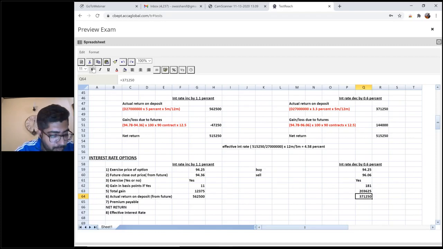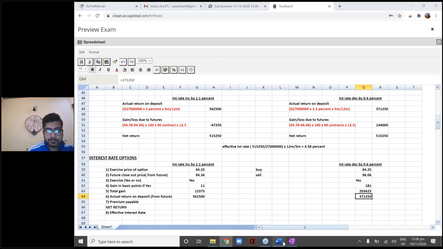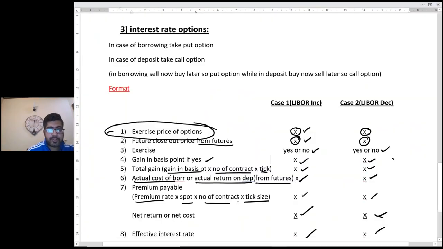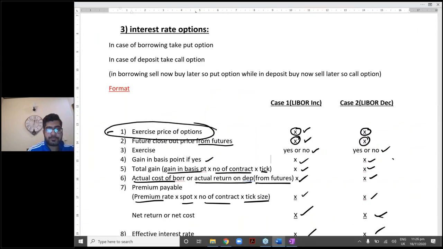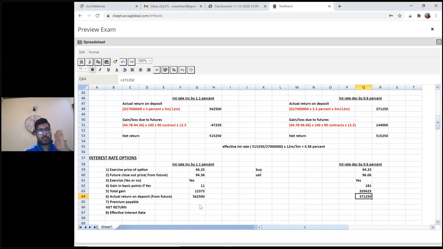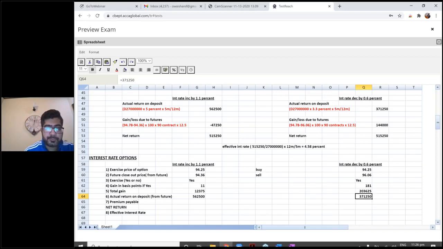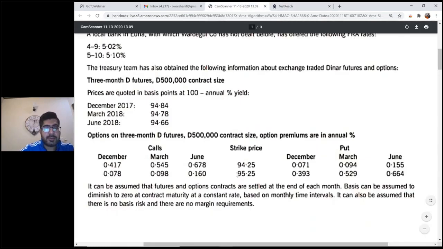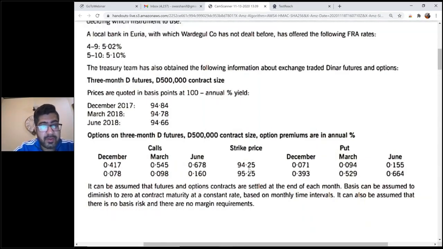Finally, the premium payable. What is the formula of premium payable? Premium rate into spot into number of contracts into tick. Which premium to take? At the 94.25 exercise price, I'm using the first exercise price. There are a range of premiums, but remember, like yesterday, only one is relevant.